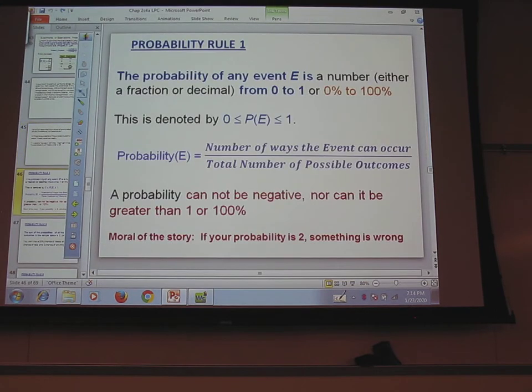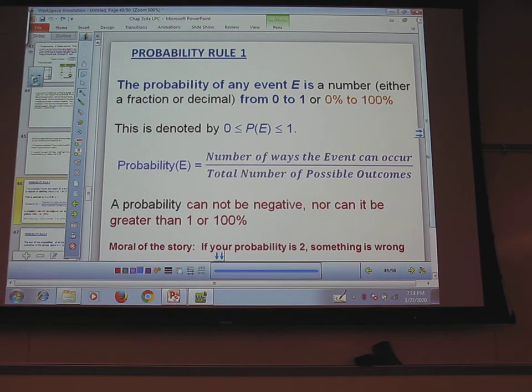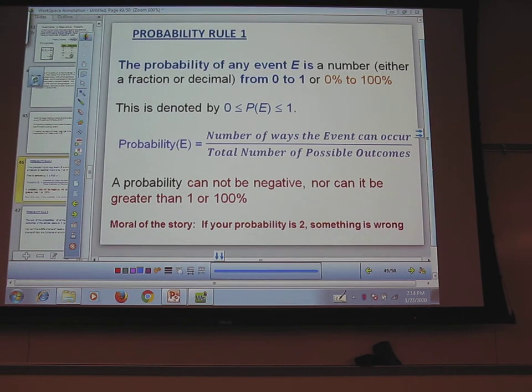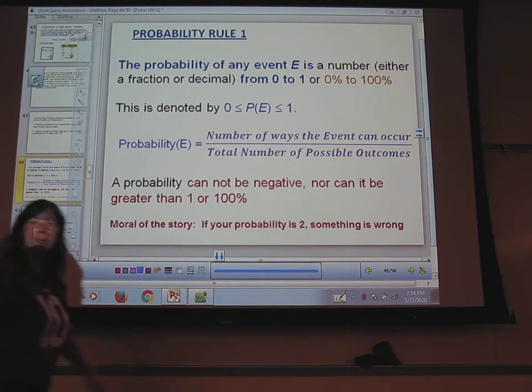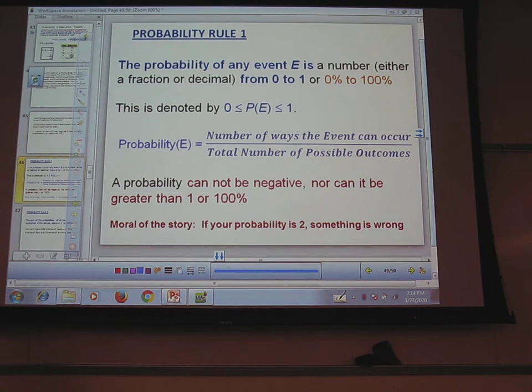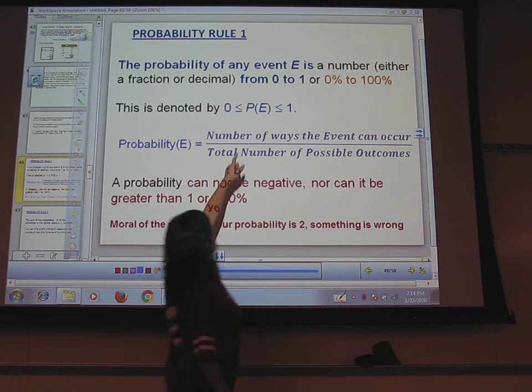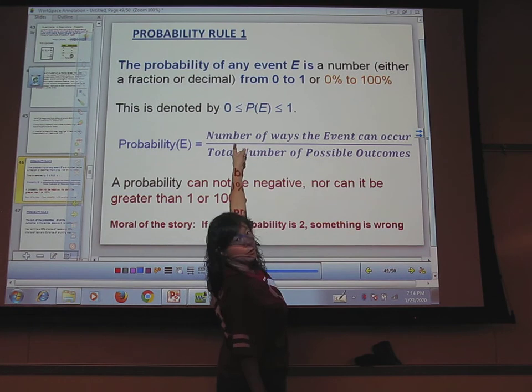All right, so let's go through some probabilities. Rule number 1. The probability of any event is between 0 and 1, or 0% to 100%. 100% is 100 cents, that's 1. We denote that by saying the probability of E, where capital P means probability, is between 0 and 1. It's greater than or equal to 0, less than or equal to 1.